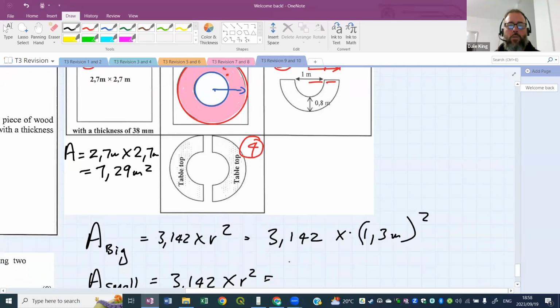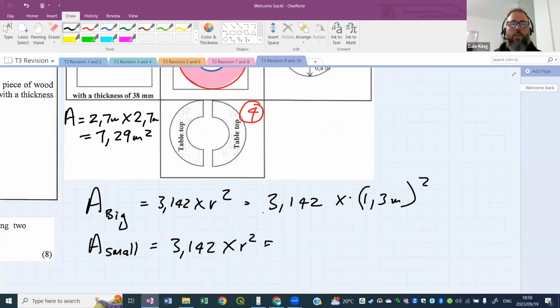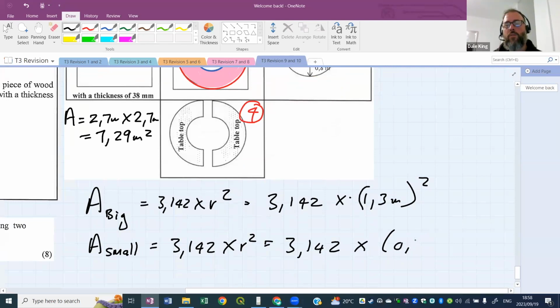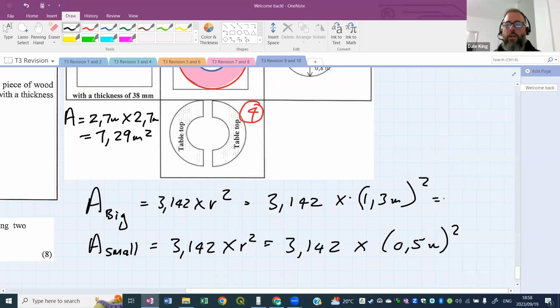Okay. And the small one, Khabo, what is the radius for the small one? In the middle. 0.5. Yeah, very good. So the small one is 0.5. So we've got 3.142 times 0.5 meters. I need that to be squared. Okay. So let's do the top one first. So 3.142 times 1.3 squared gives me 5.30998 meters squared.